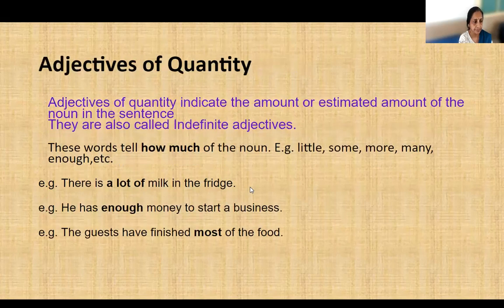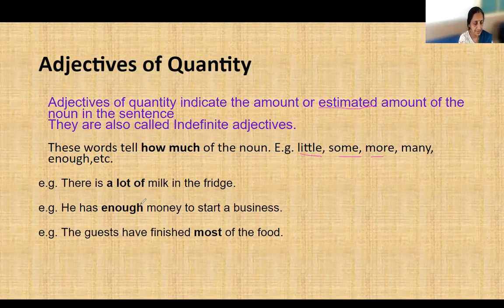Next, we have adjective of quantity. Adjectives of quantity indicate the amount or estimated amount of the noun in a sentence. Now, you must have noticed that there is an adjective of quantity and there is an adjective of number. In the adjective of quantity, you do not get an actual amount. It is only an estimated amount. So the actual figure is not mentioned. They will just tell you how much. Is it little, some, more? So you do not get an accurate amount.